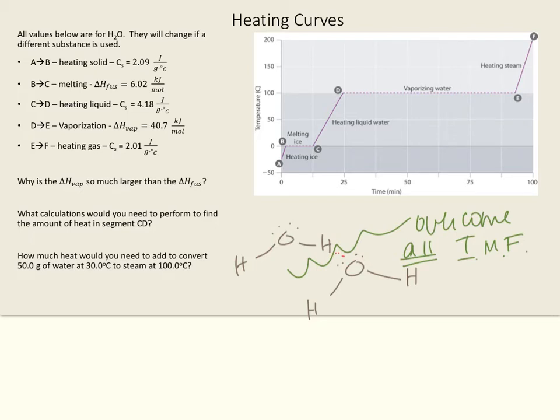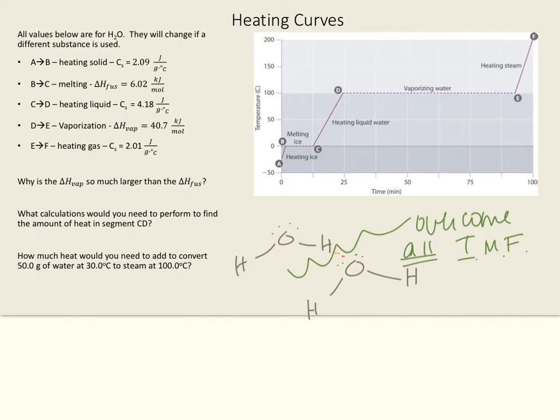what calculations would you need to perform to find the amount of heat in segment CD? So if we needed to find the amount of heat for this segment right here, we would only have to use this. So if we weren't changing the phase for anything, and we were just seeing how much heat would be needed to raise it from, let's say, 25 degrees to 75 degrees, then you just take the change in temperature from 75 to 25 and multiply by the mass that you have times the specific heat, and you'd be able to calculate the amount of heat.